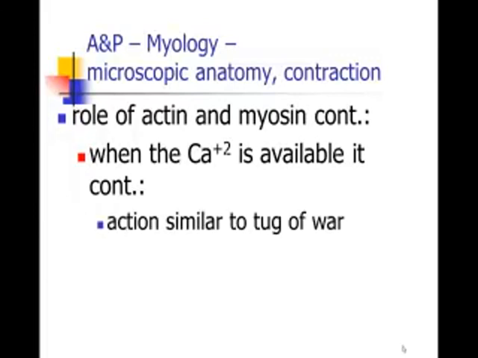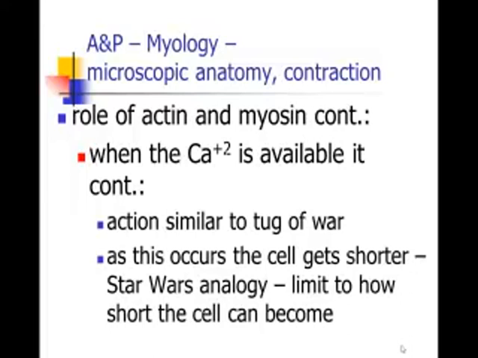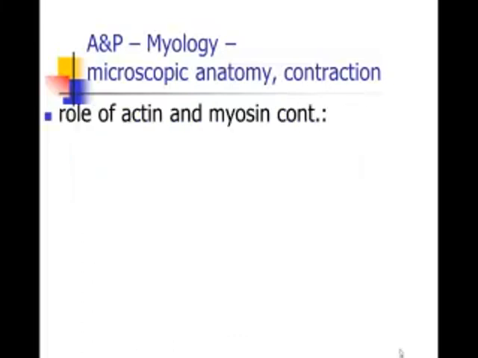As I said, I think a tug of war is a good analogy. You can maybe visualize that. And as the actin is pulled over the myosin, the cell is getting shorter. And remember, I talked to you about the Star Wars analogy with the myosin running into the Z membrane, so that the cell can't get any shorter than that.